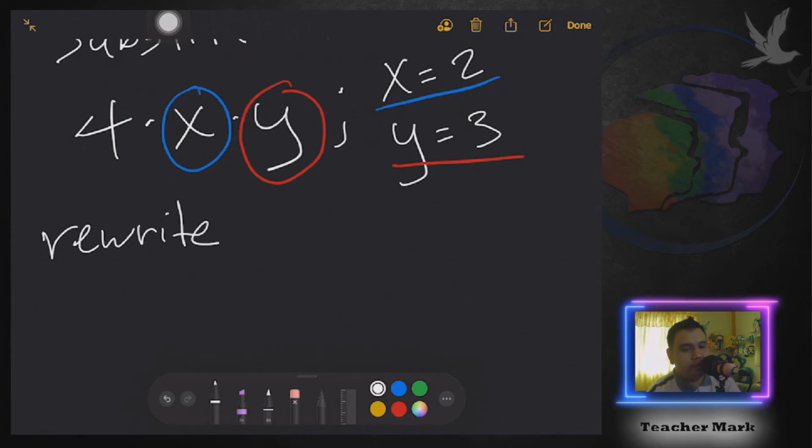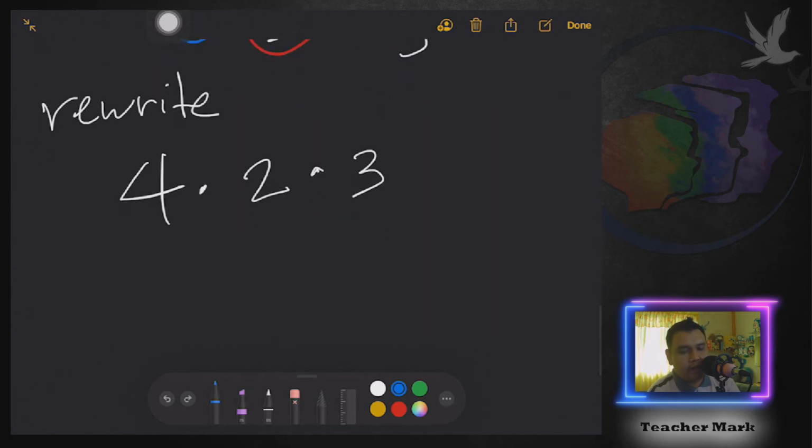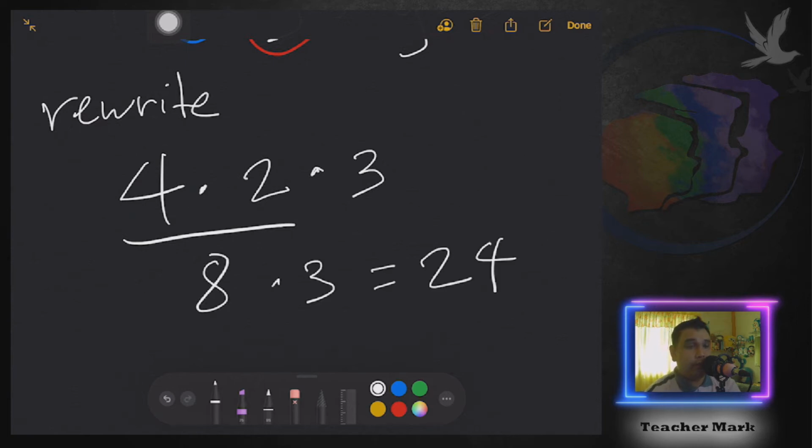By simply replacing the values of x and y, we now have 4 multiplied to 2 multiplied to 3. Again, you might ask me, Teacher Mark, where did you get 2? Where did you get 3? We already took the values as we are supposed to substitute the value of x, which is 2, and the value of y, which is 3. Just to make things clear. So we can now say that 4 times 2 is equivalent to 8. Times 3 will give us 24. Okay? So that's how we basically deal with coefficients and variables.